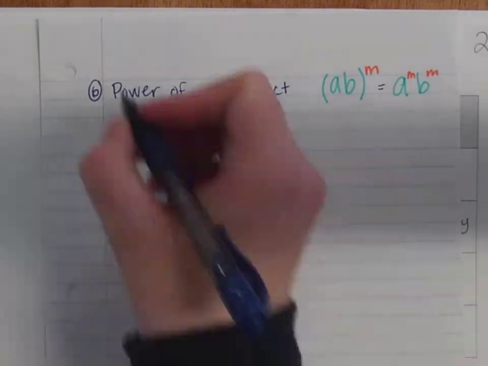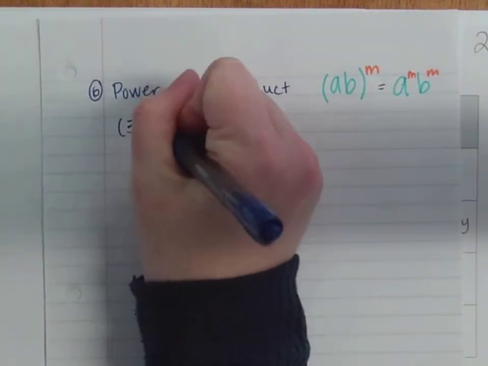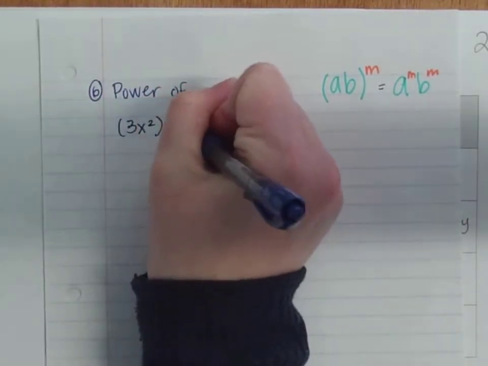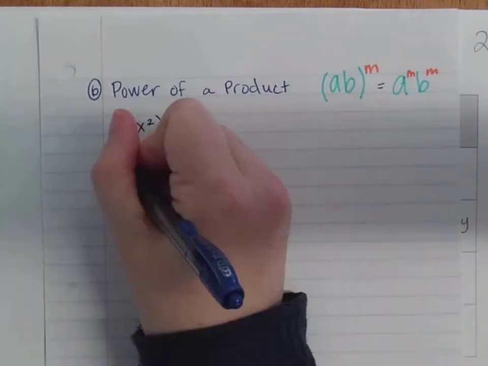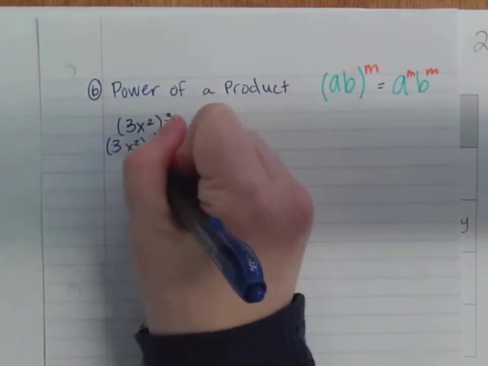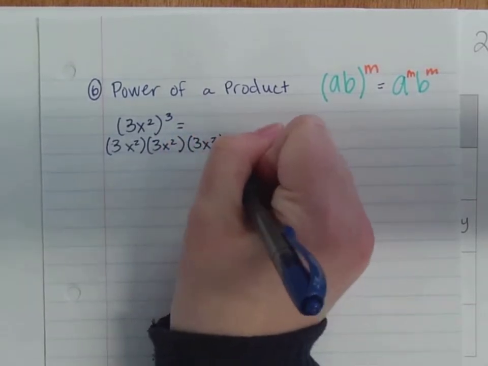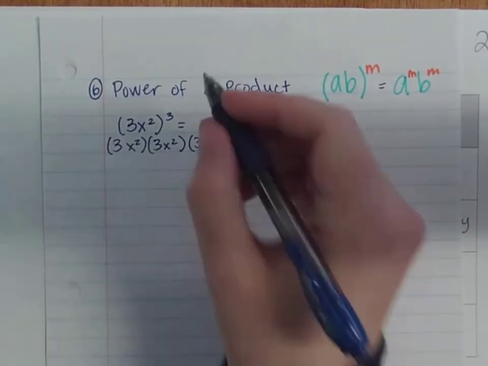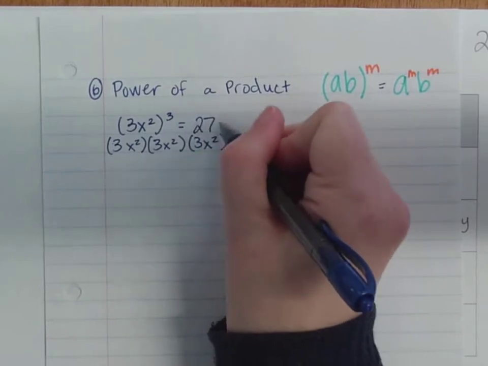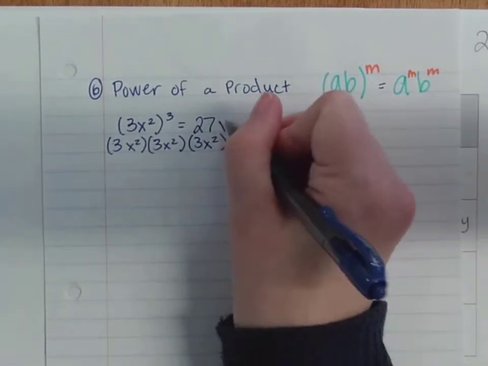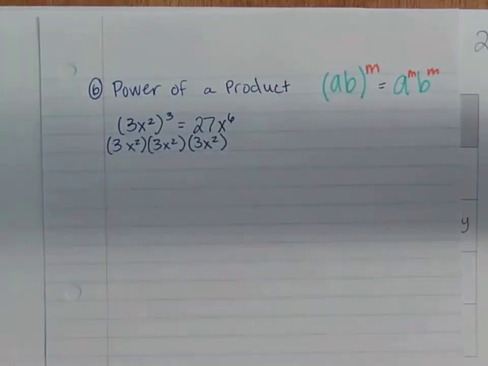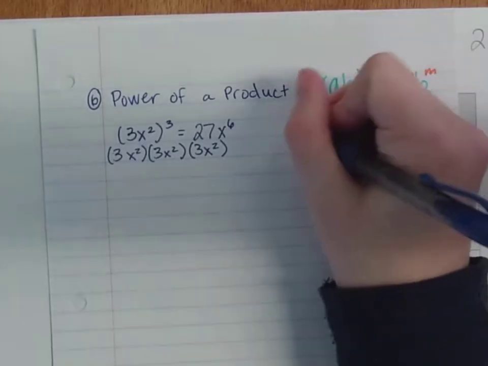Last Thursday we looked at what if I had 3x squared to the third power. And we expanded it and we said, okay, 3x squared times 3x squared times 3x squared. So 3 times 3 times 3 is 27, and then x squared times x squared times x squared was x to the 6th. So we've seen this before. So why does it work?